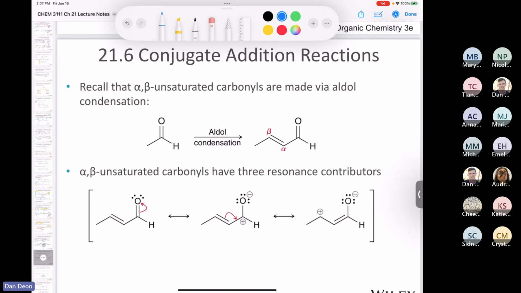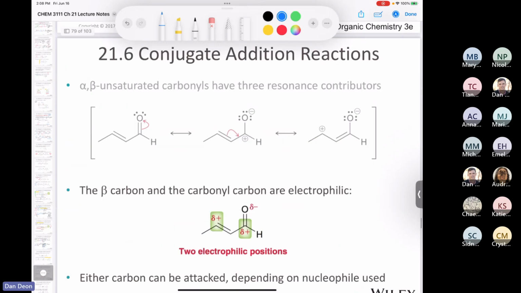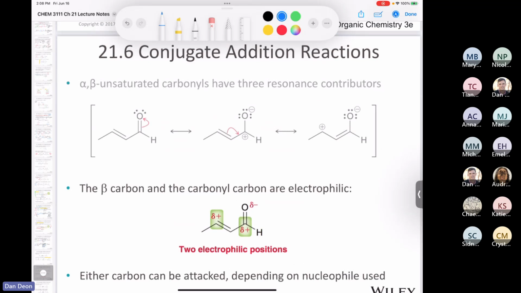But anyhow, if you take an alpha beta unsaturated ketone or aldehyde and you draw all of the resonance contributors, so draw all three resonance contributors that you get, you'll notice that in two of them, we have a positive charge. On the first one, it has the positive charge on the carbon of the carbonyl. But on the second one, you have the positive charge on the beta carbon. You have two electrophilic positions in an alpha beta unsaturated ketone, right? You have the carbonyl carbon shown right here. This is an electrophilic position, but also the beta carbon is electrophilic.